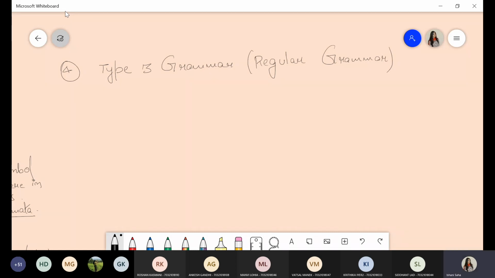This type of grammar has the following restrictions. A part: the left hand side of each production should consist of one non-terminal. It should contain only one non-terminal.